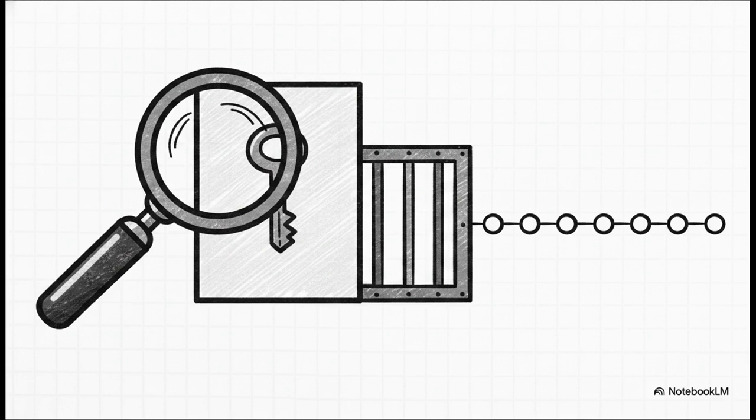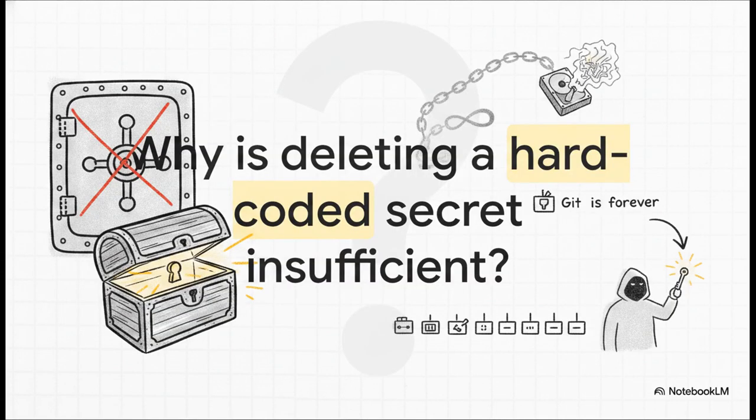Please listen to me on this. If one of these tools blocks your commit, do not just disable it to force your push through. Investigate it. It probably just saved your company from a headline-making disaster. Let's wrap up this explainer with a quick question to test what we've covered today. Why is it not enough to just delete a hard-coded secret from a file and commit that deletion?